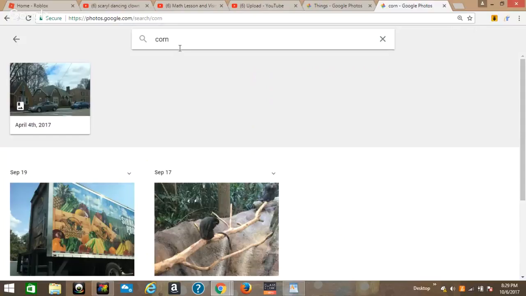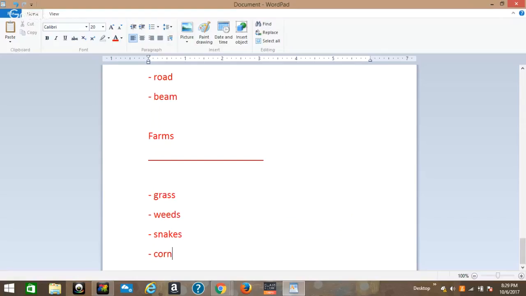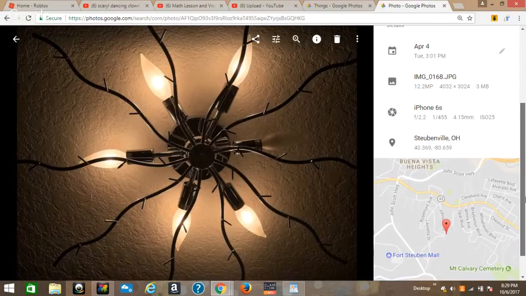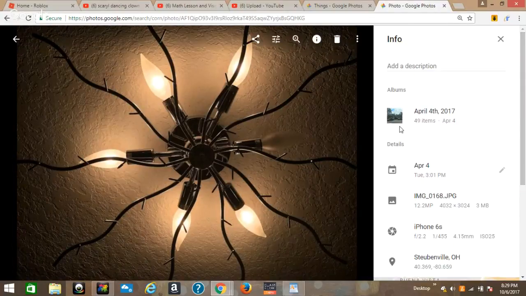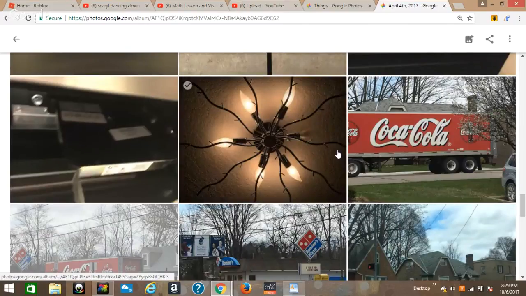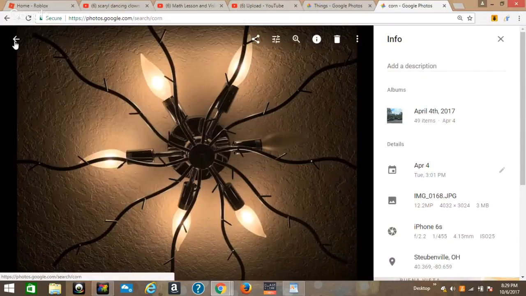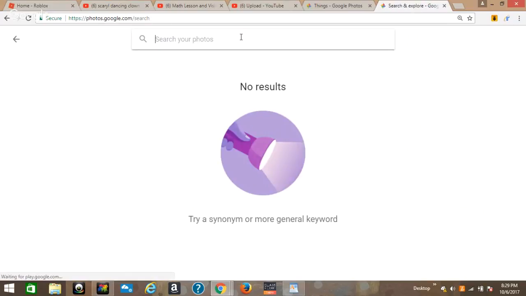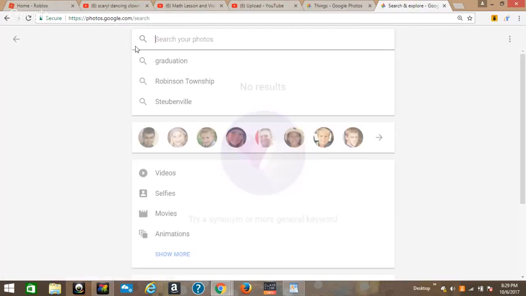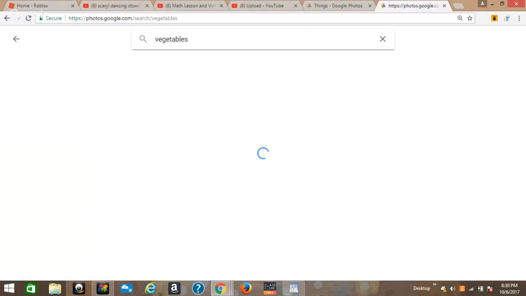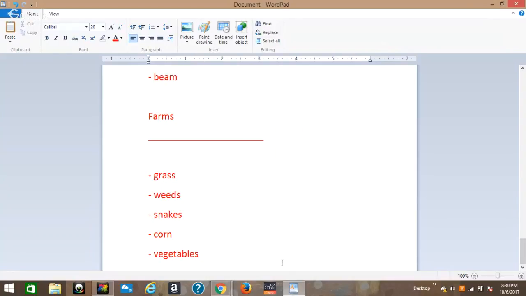Corn. Yummy corn. Yum, yum, yum. What's this? Where did I take that at? Oh, spiders. How many of you hate spiders? Spider, plural, singular? Nope, I guess not. Okay. Vegetables. A lot of vegetables on a farm.